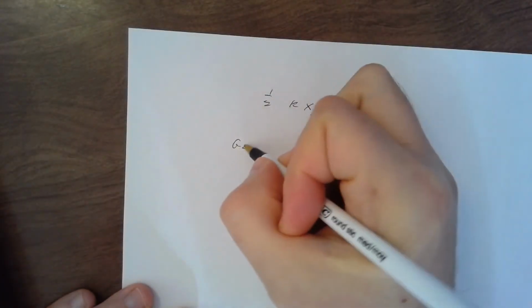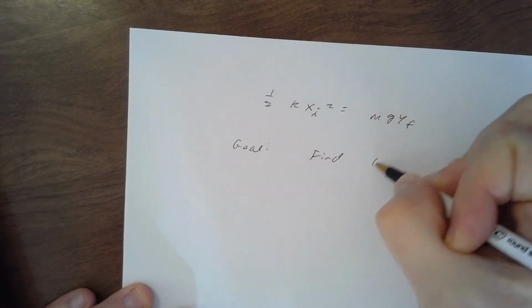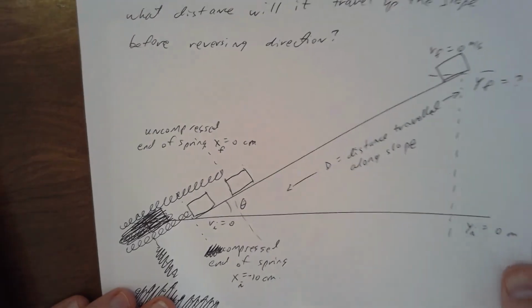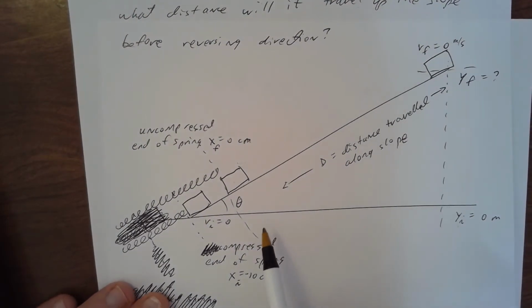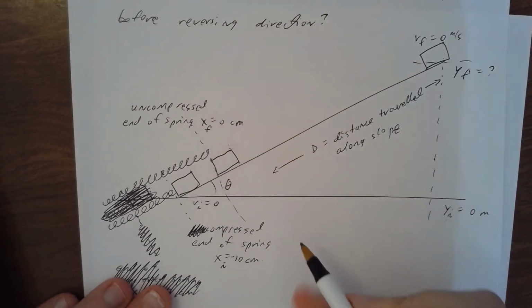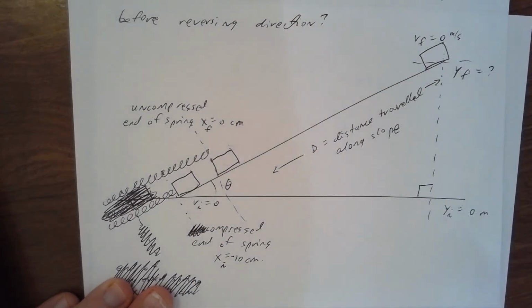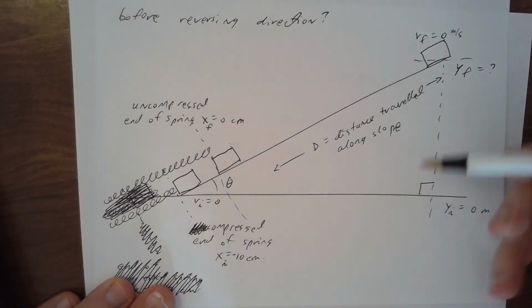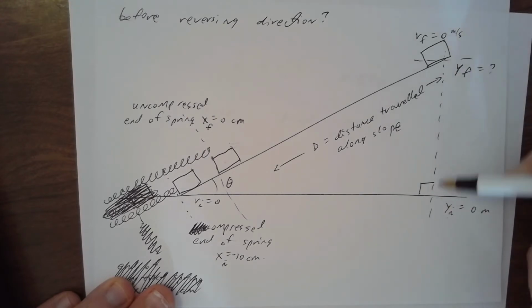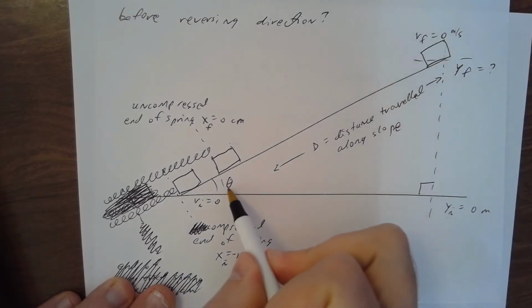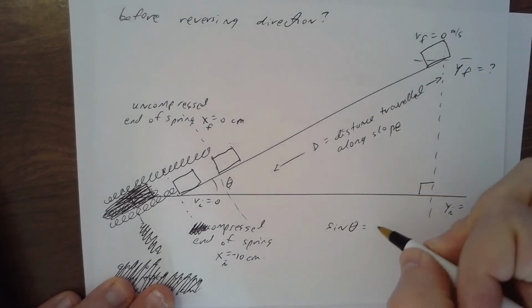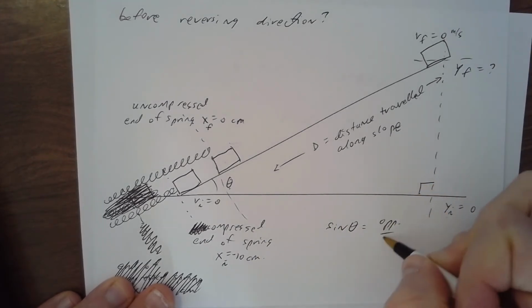Now the goal was to find that distance d. So on our picture, we're going to do some trigonometry here. We can see that we have a right triangle. This is a perpendicular 90-degree angle. So d is the hypotenuse, and this side, which represents how high the ice cube went, is the opposite side to this angle theta. So we're going to use sine of theta, which is always opposite divided by hypotenuse.